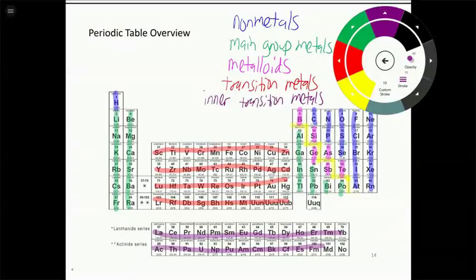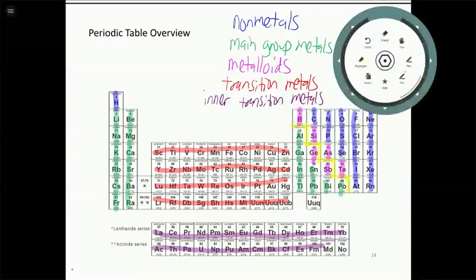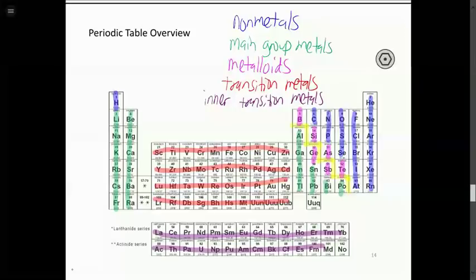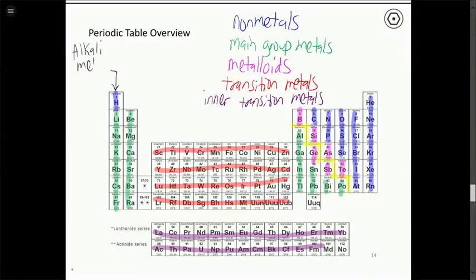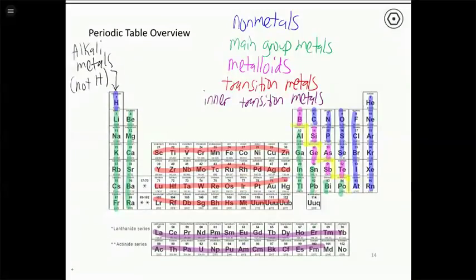And then certain columns of the periodic table also have specific names associated with them. So beyond these 5 characterizations, metals, non-metals, main group metals, all those, some of the columns have special names as well. So this first column of the periodic table is called the alkali metals. All of those except for hydrogen. Hydrogen, as we said, is a non-metal. But lithium, sodium, potassium, rubidium, cesium, and francium are all alkali metals. So that first column, excluding hydrogen, are alkali.